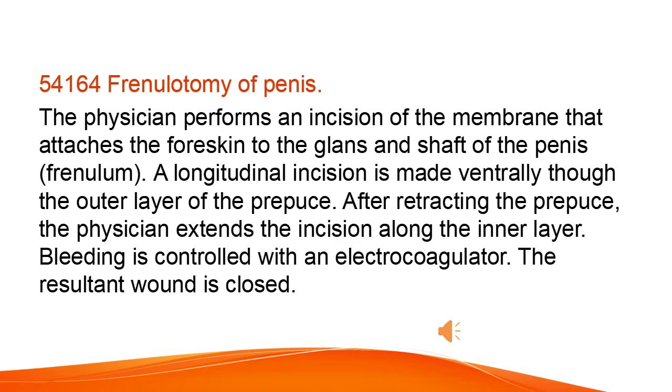Frenulotomy of penis. The physician performs an incision of the membrane that attaches the foreskin to the glans and shaft of the penis, the frenulum. A longitudinal incision is made ventrally through the outer layer of the prepuce. After retracting the prepuce, the physician extends the incision along the inner layer. Bleeding is controlled with an electrocoagulator. The resultant wound is closed.